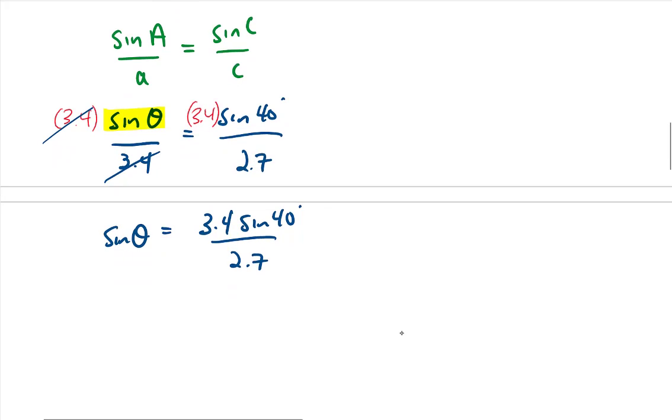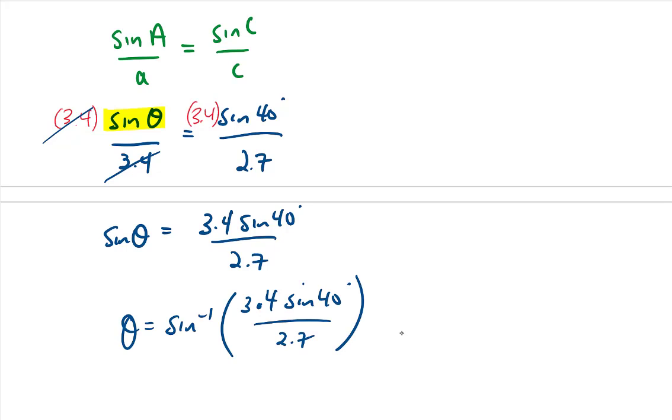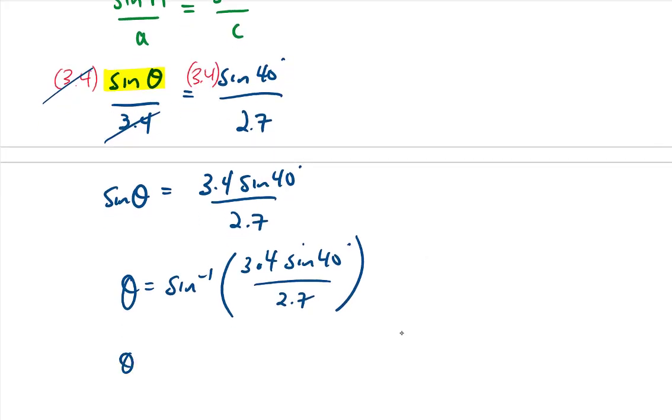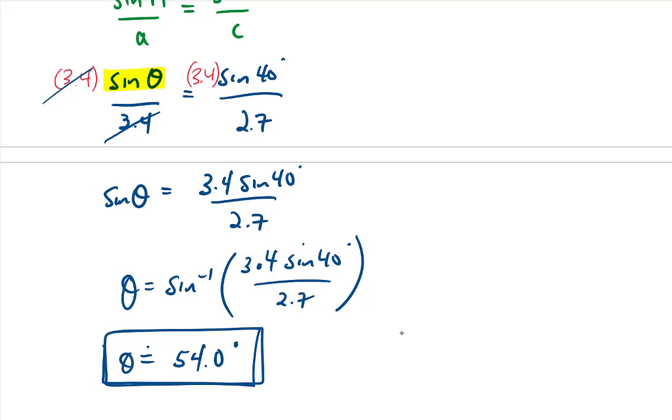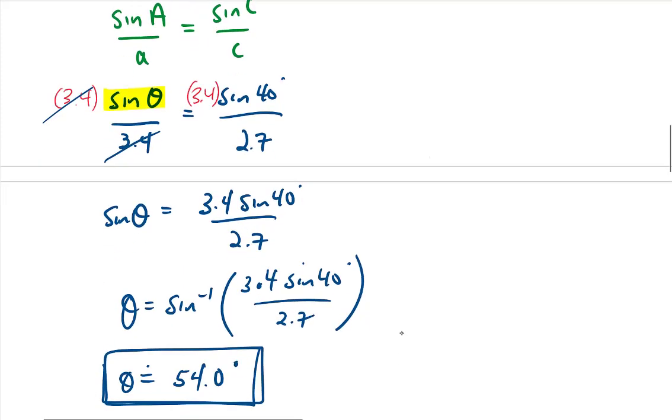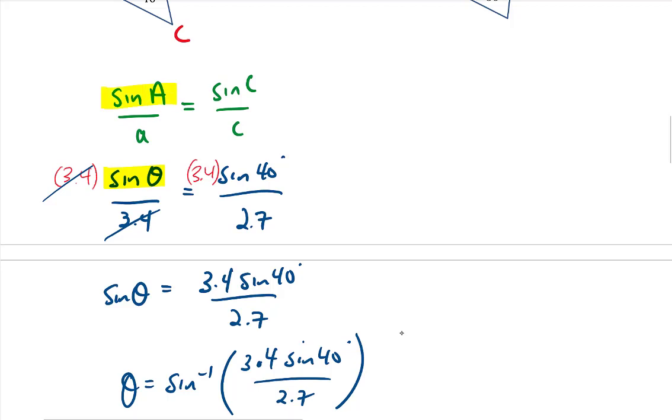Since we're looking for an angle, if I want to find angle theta, I'm going to do the sine minus 1 to get rid of that sine attached to the theta. So theta equals sine minus 1 of 3.4 sine of 40 over 2.7. So therefore theta approximately equals 54.0 degrees. So that's how we use the sine law to find an angle. Notice I started with the angle in the numerator that I'm looking for.